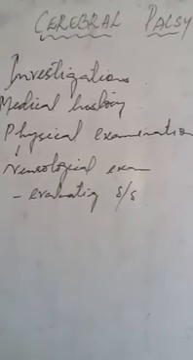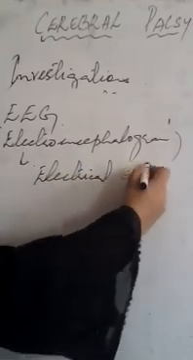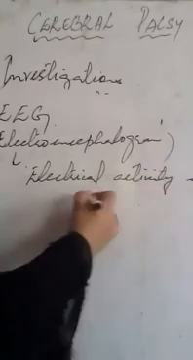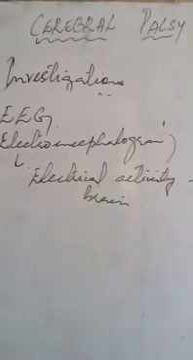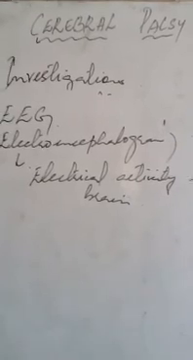Additional tests for the diagnosis of cerebral palsy that are performed include EEG. EEG stands for electroencephalogram. This is used to evaluate the electrical activity in the brain. It may be ordered when the child is showing signs of epilepsy, which causes seizures.